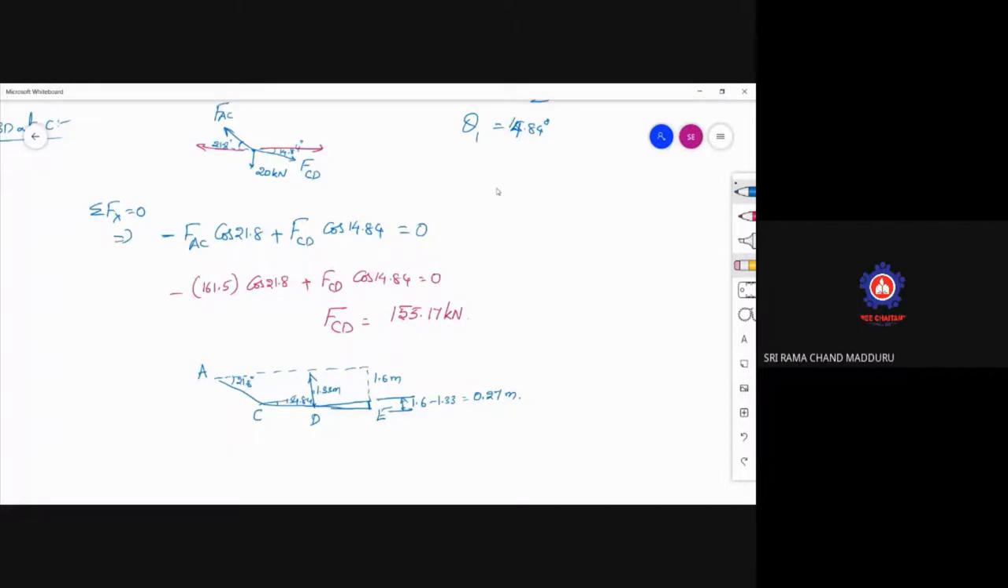Here the forces are acting, but I don't bother about these forces. This length is 2 meters. The height is 0.27 meters. So the length of DE is equal to square root of 2 square plus 0.27 square. What is the value? 2.02 meters. So length LDE is calculated. As the cable is symmetrical, right.